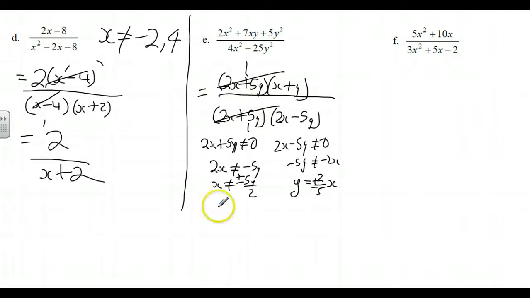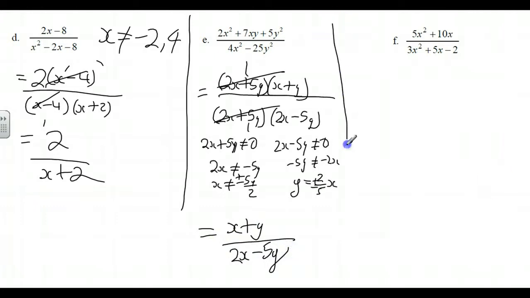Okay, now we cancel, and the simplified form is x plus y over 2x minus 5y. Moving on. Last one.